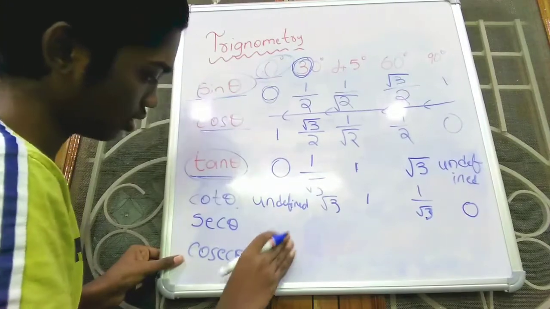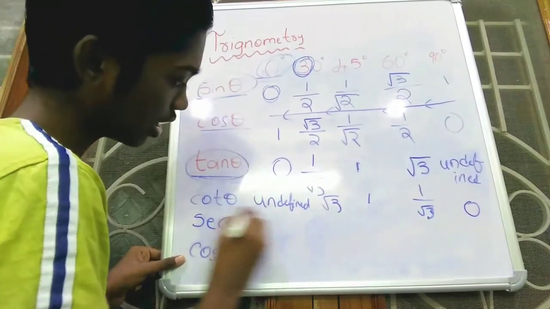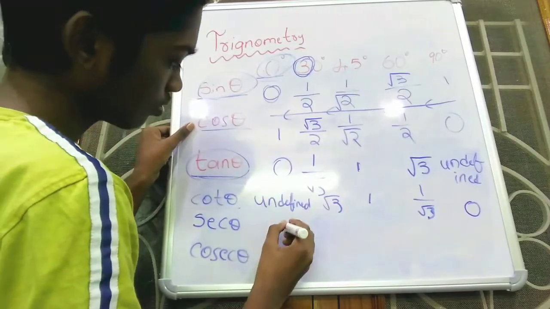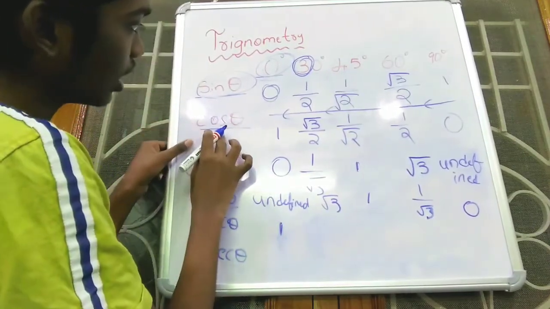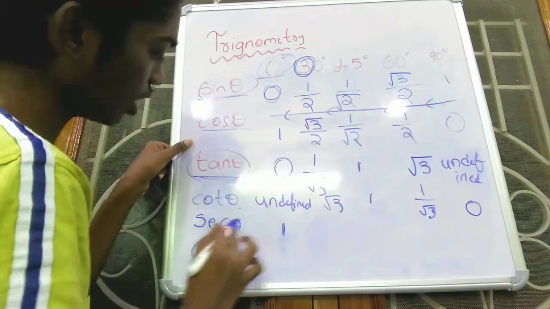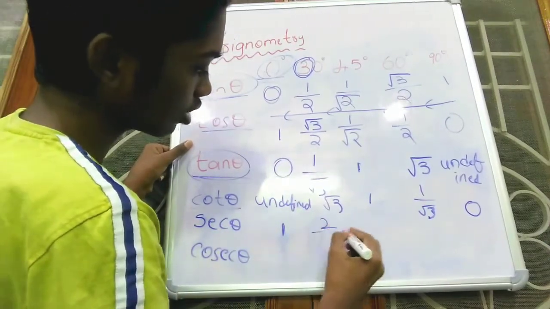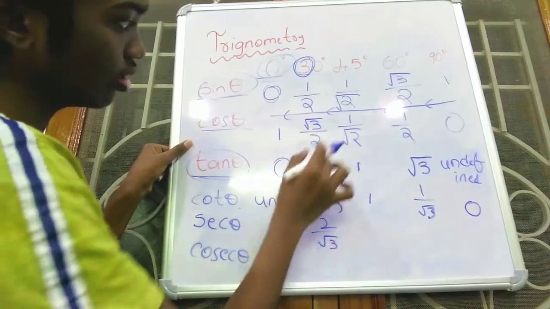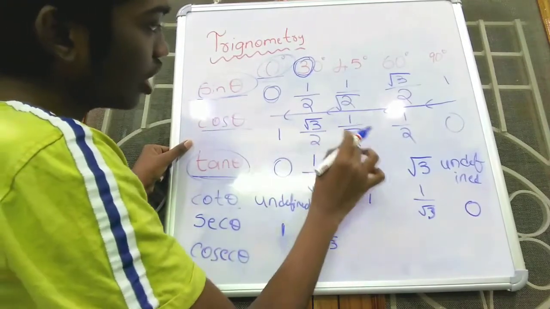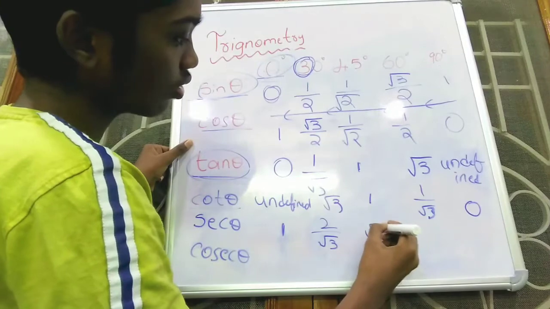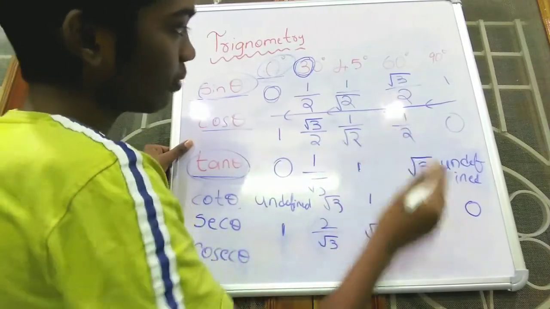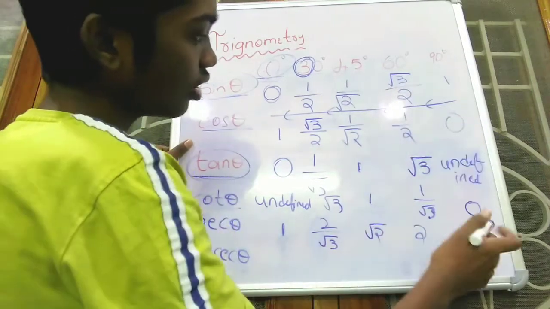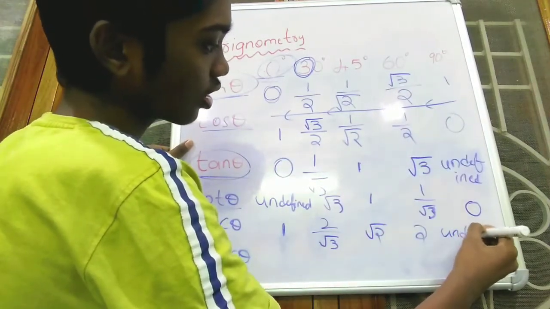And coming to the sec values, sec 0 will be equal to 1. Now again cos 30 is root 3 by 2, then sec 30 will be 2 by root 3. Reciprocal of root 3 by 2 is 2 by root 3. Cos 45 is 1 by root 2, then here we will get root 2. Cos 60 is 1 by 2. Reciprocal of 1 by 2 is 2. Cos 90 is 0 and here it is undefined.